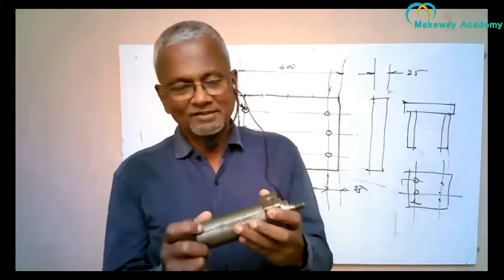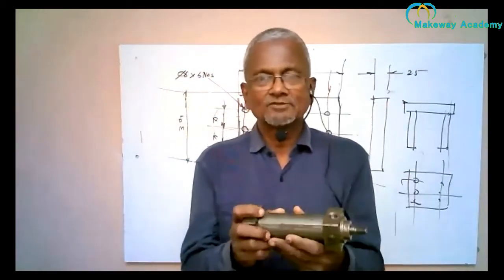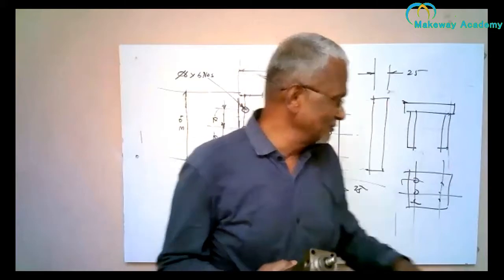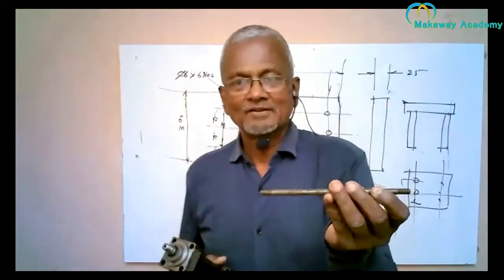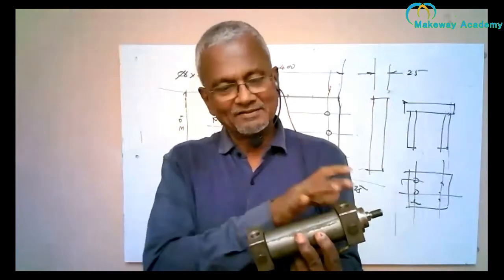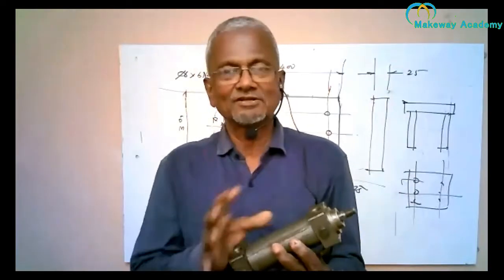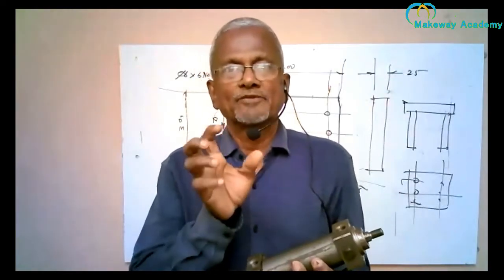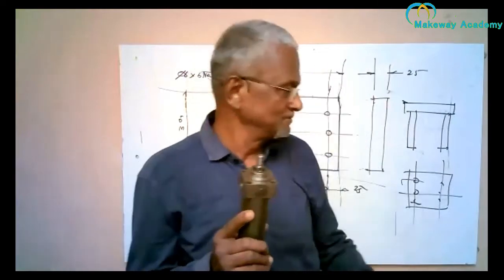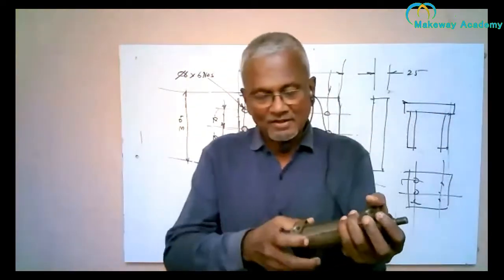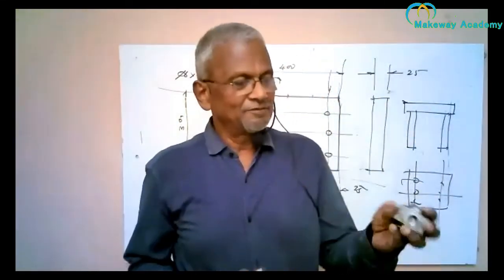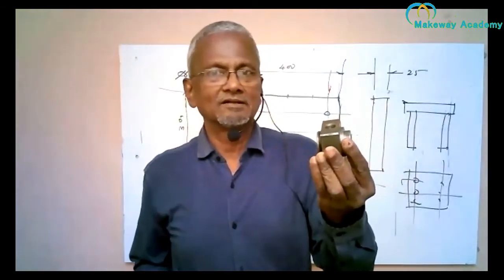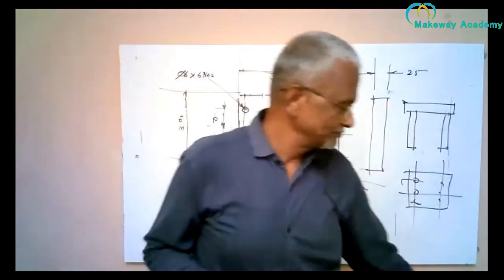What are the major components? Actually, there are 4 tie rods, which I have removed already. These are called tie rods. These end plates and the cylinder and piston rod are clamped together using tie rods. This is the end cap. This is the piston rod end support.